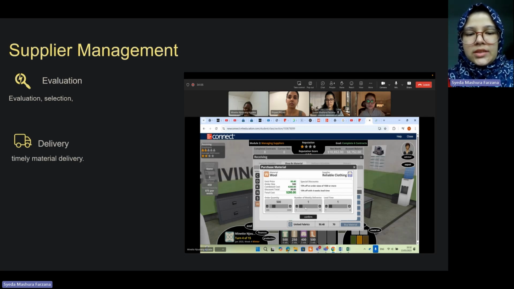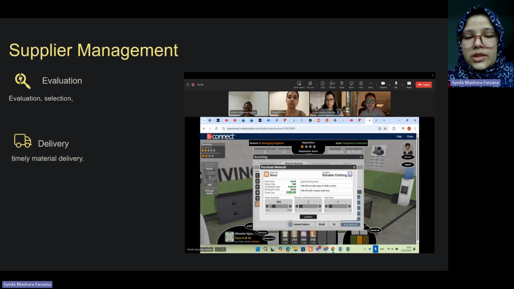To begin, selecting the right suppliers was crucial to balancing cost, quality, and delivery time. We assessed multiple options and ultimately chose Reliable Clothing for wool. Their price of about 40 cents per unit was competitive, and with a 1 week delivery time, they provided an ideal balance of affordability and reliability. We also took advantage of bulk order discounts to optimize cost while maintaining production quality.